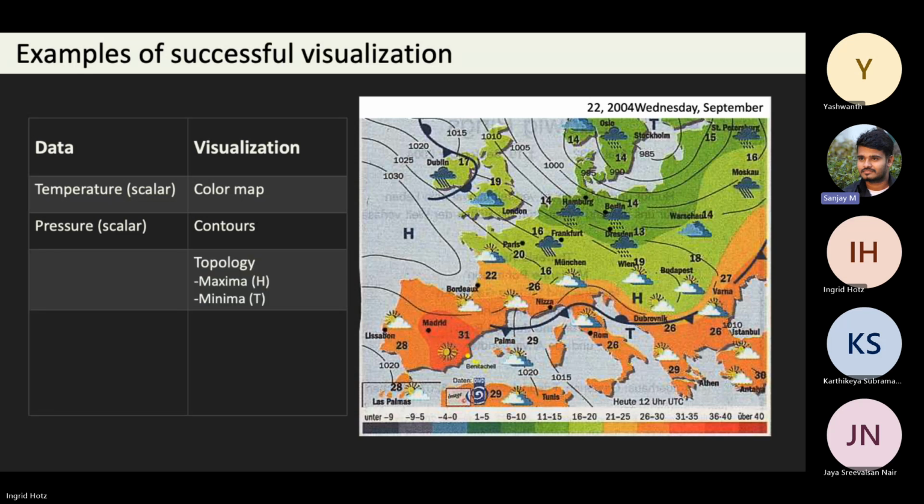We have a little bit of topology here, shown by the maxima and the minima. They are highlighted as H and T, so we have high pressure here, and here we have a minimum in the pressure, and then there are all kinds of additional symbols to help. What I really like about this visualization is not that you can understand that.